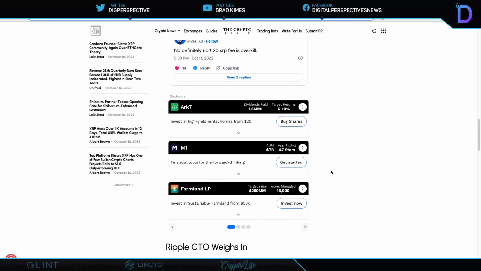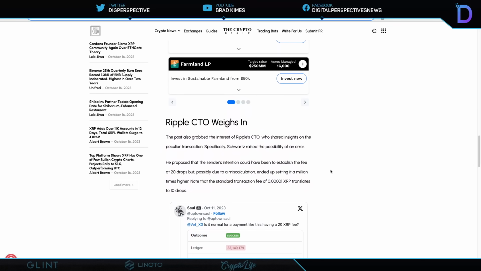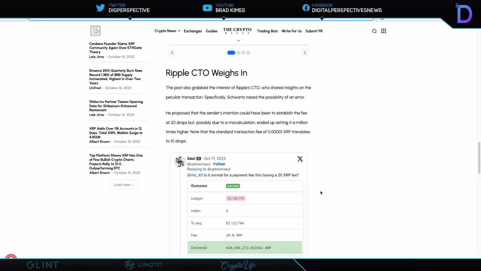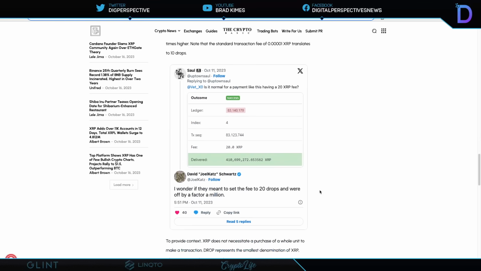And I believe, if I have it correct, the CTO weighs in. It says the post also grabbed the interest of David Schwartz and raised the possibility of an error. He proposed that the sender's intention could have been to set the fee at 20 drops, but possibly due to a miscalculation ended up setting it a million times higher. Note that the standard transaction fee is 0.00001 XRP, which translates to 10 drops. Remember, XRP is divisible by 1 million drops.